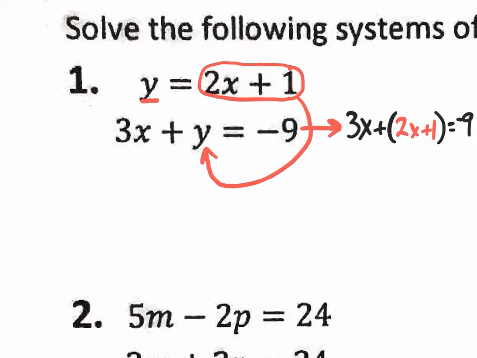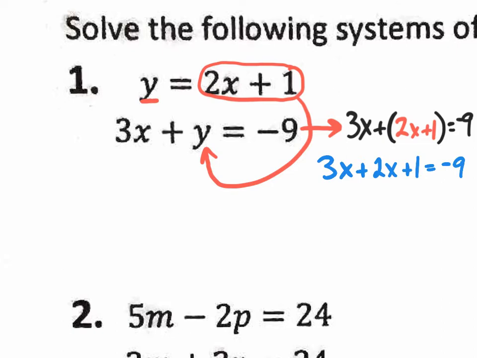Now, if we look at what's on the outside of the parentheses, there's a plus sign. And if I distribute that plus sign, nothing changes. So I could just rewrite everything without the parentheses. So I'm going to rewrite it in blue. Our new equation that we need to solve is going to be 3x plus 2x plus 1 equals -9.